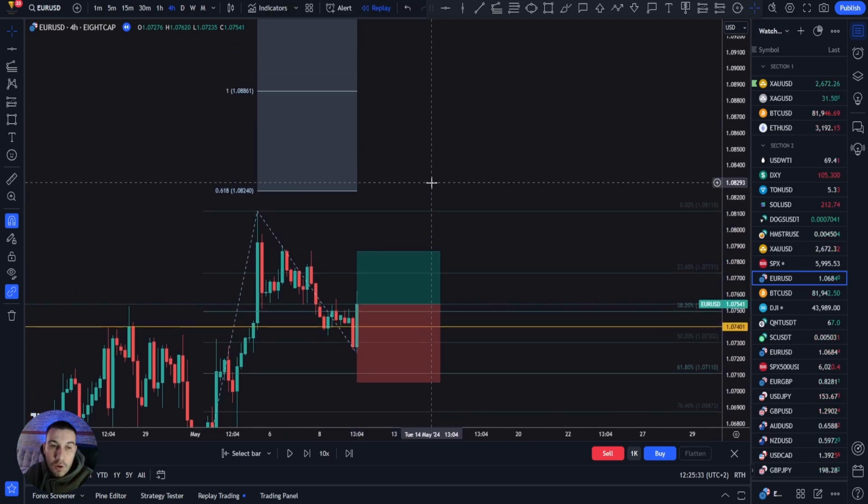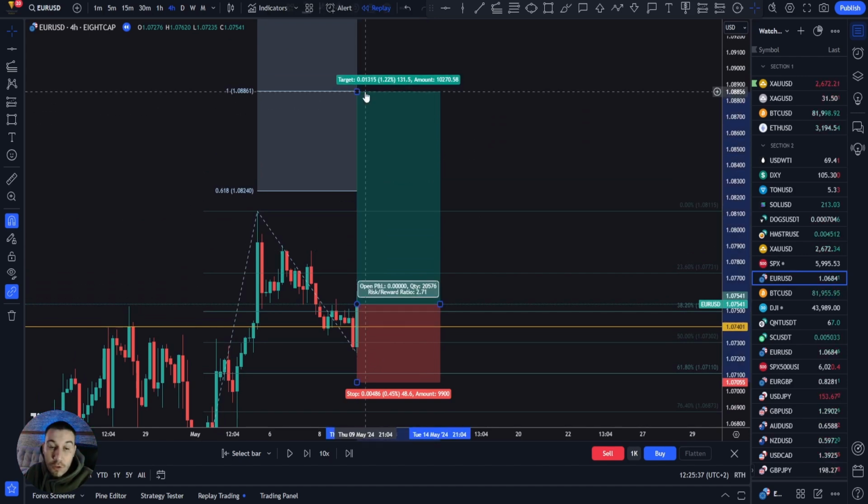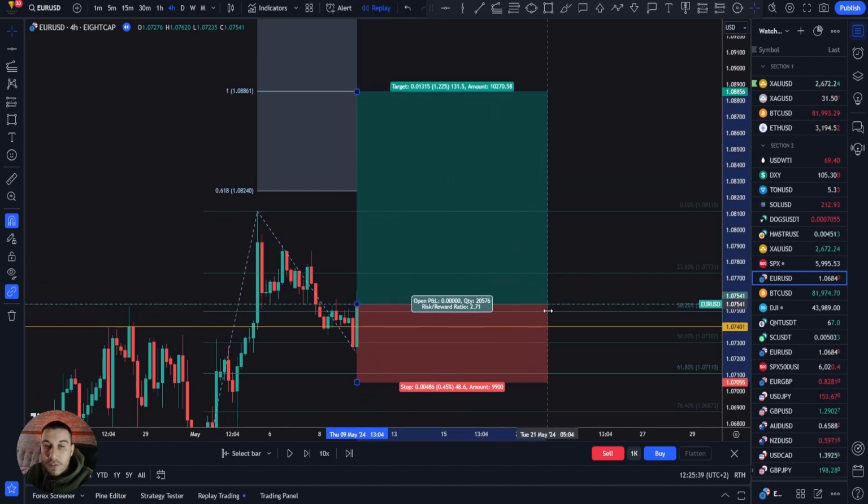Okay, now the second target is the one that I'm going to be targeting. Right now, if you are expecting for price to continue even higher, you can take out a part of your position up here and let the rest run and see where price is going to take you. But this is going to be our target right here for this trade. We've got 1 to 2.7. So this is an amazing risk to reward ratio, right?